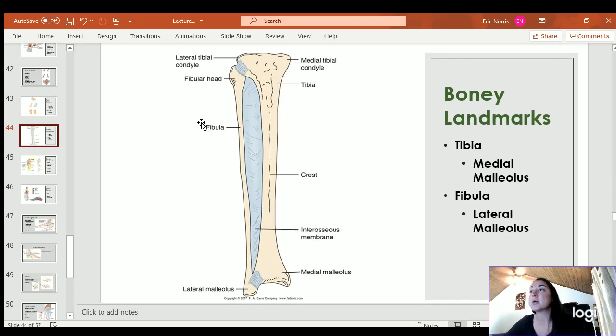Bony landmarks: we still have the tibia and the fibula, but down towards the ankle, the bottom medial portion of the tibia is the medial malleolus, and the bottom portion of the fibula is the lateral malleolus. So these are what make up our ankle bones. Medial malleolus being the medial part of the tibia, lateral malleolus being the bottom of the fibula.